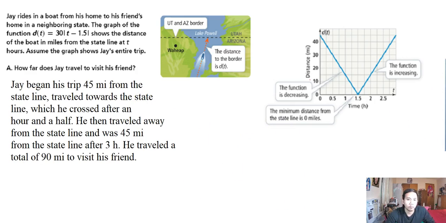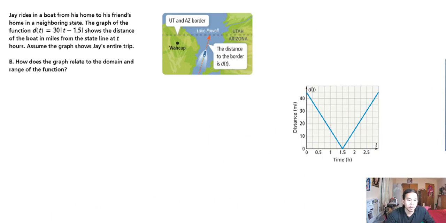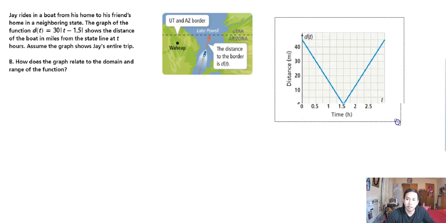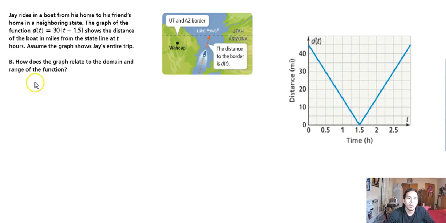Right, so for our part B, I'll just move the graph here because we'll be using that, and I'll enlarge that. So how does the graph relate to the domain and the range of the function? As you look at the graph here, your turning point, which is 1.5, will be our vertex. From there, there is no negative value, so everything is positive.